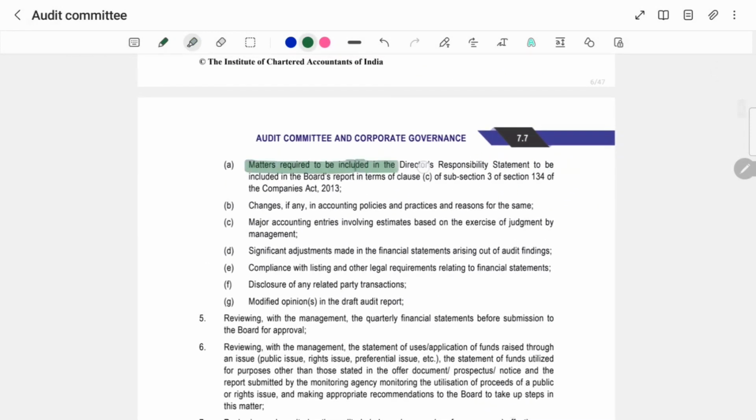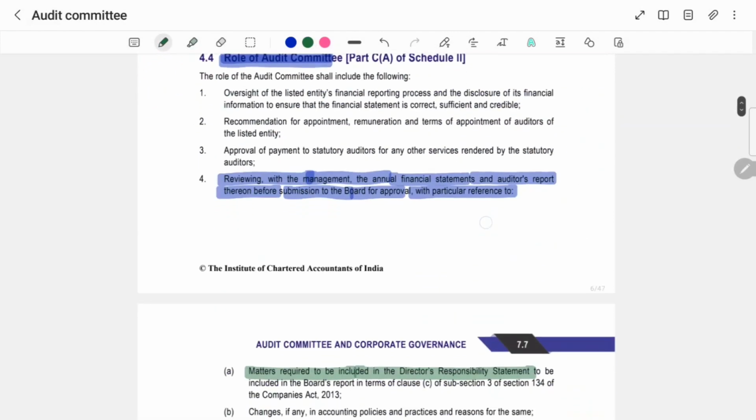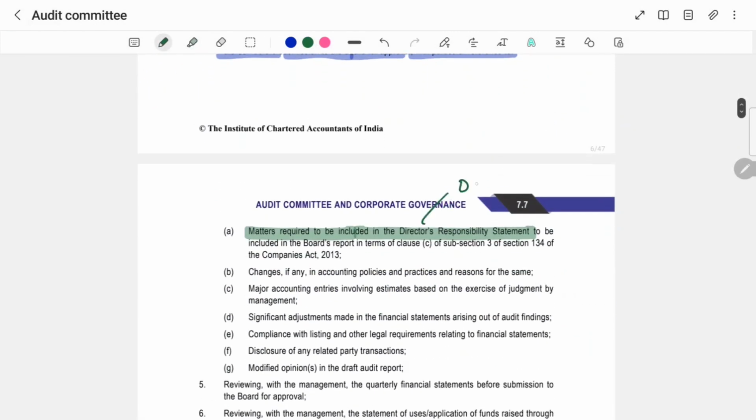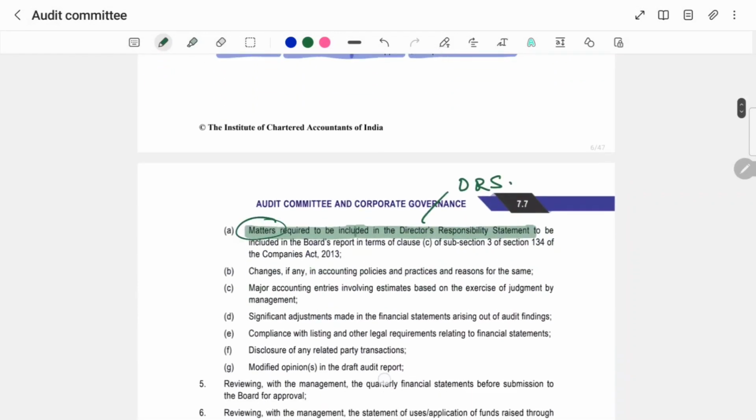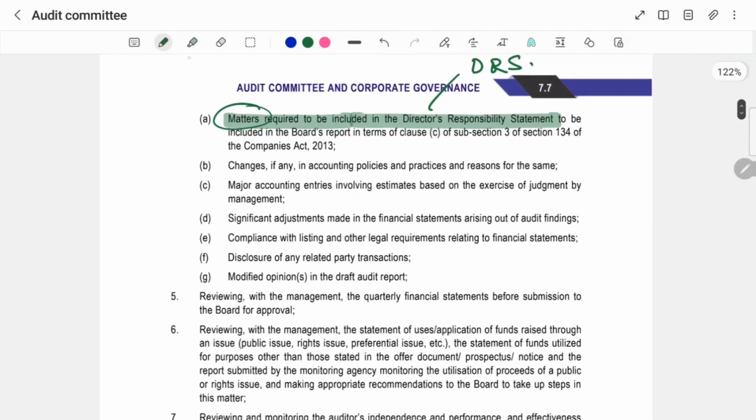Matters required to be included in the DRS. What is DRS? The Director's Responsibility Statement. Matters required to be included in the DRS. Now, changes. So, what are the changes? Changes, if any, in the accounting policies and practices. And if there are any changes, then what do we have to specify? The reasons for the same.